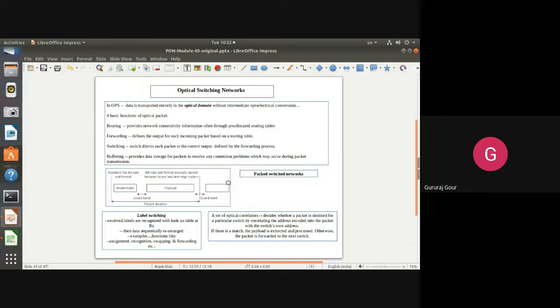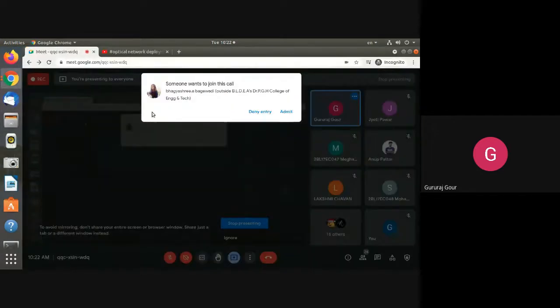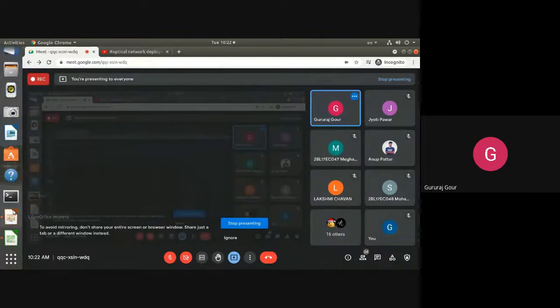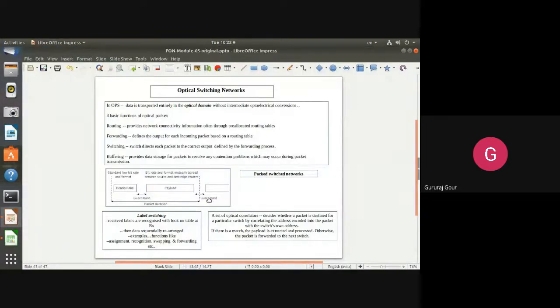The format for these packet switched networks will be like this. It consists of a header or a label, which contains the address of the destination where it is about to reach, separated by the guard band. Then we have the data or the payload, where our information we want to transmit is. This guard band is mainly used to avoid overlapping.